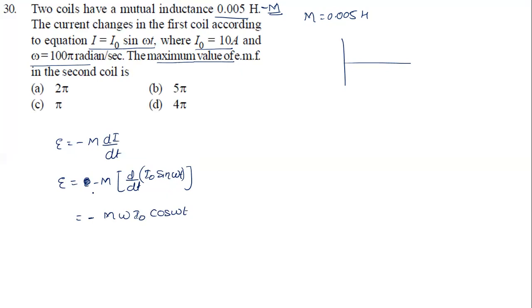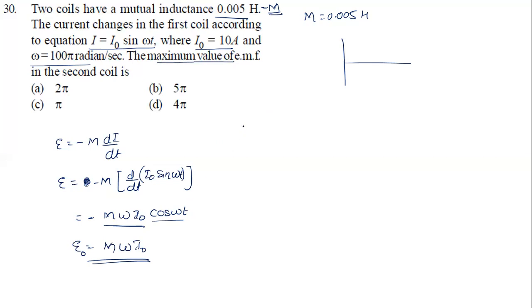Now look, we need to find the maximum value of EMF. So this is the maximum value of EMF now. E naught equals M omega I naught is the maximum value of EMF, right? That is what we need to find. Always look here, this is the maximum value. It is going to change according to that.